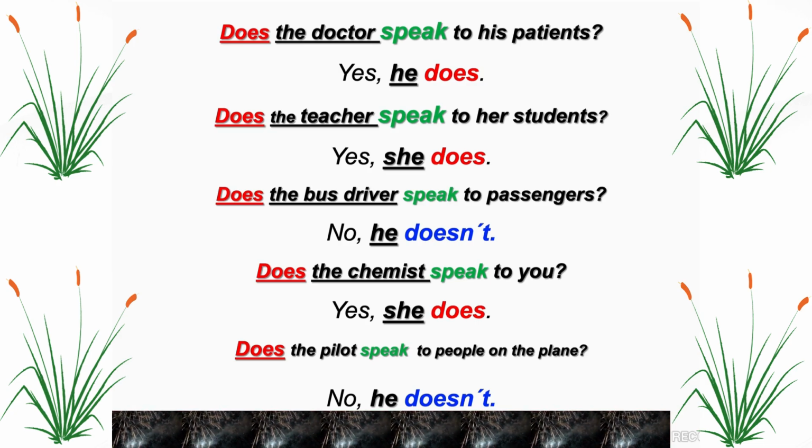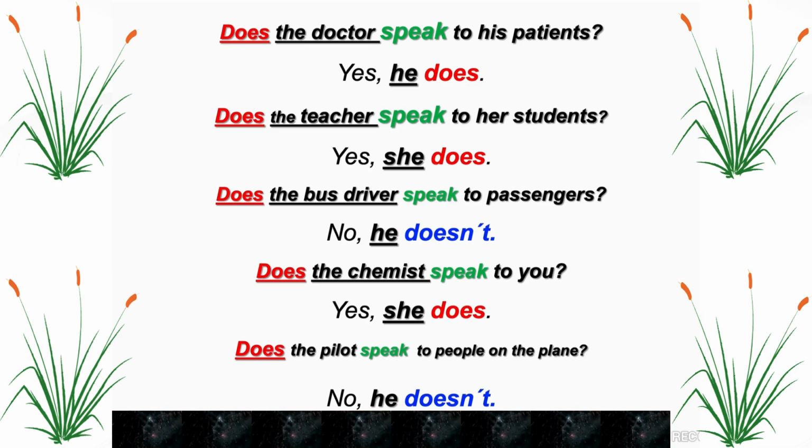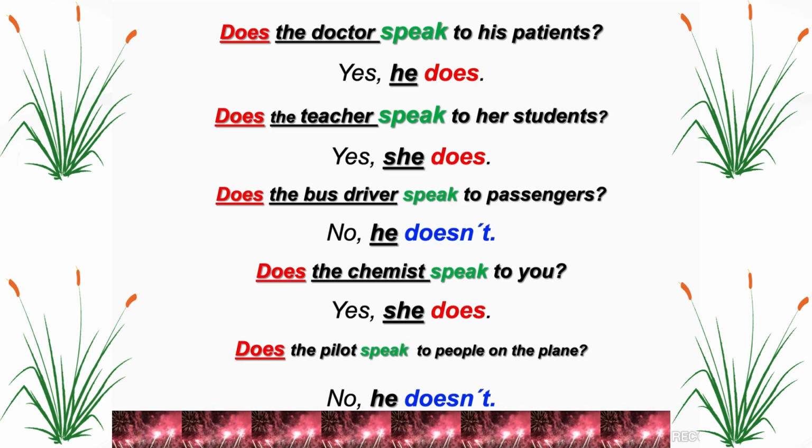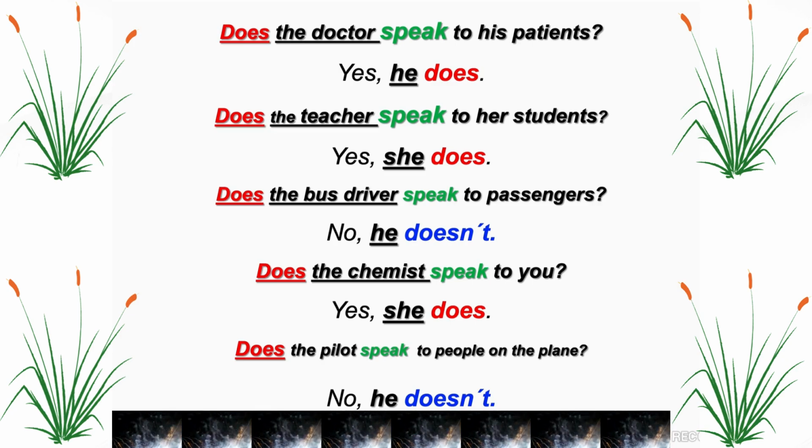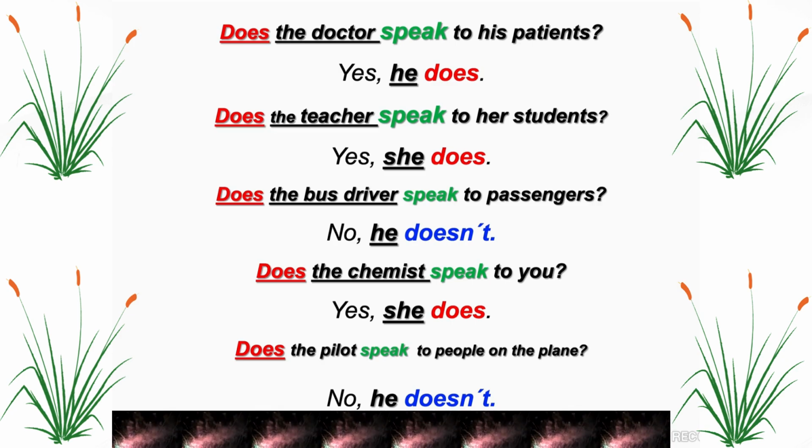Does the pilot speak to people on the plane? No, he doesn't. So in all the questions, they start with does, because we have does he or does she. And the answer, yes, he does, no, she doesn't. Yes, he does, no, he doesn't. Yes, she does, no, she doesn't.